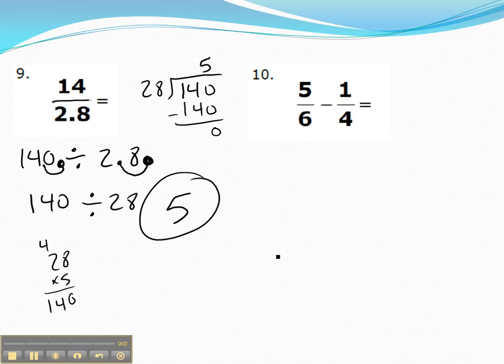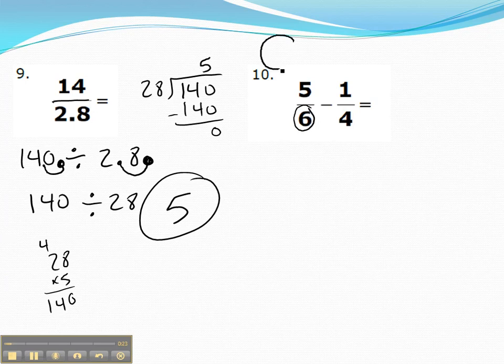Okay, for number 10, we have 5/6 minus 1/4. Remember, when we're adding or subtracting fractions, we need to have a common denominator. And let me explain the reason for that a little bit. We can't subtract 1/4 from 5/6 because the denominator tells you the size of the pieces.